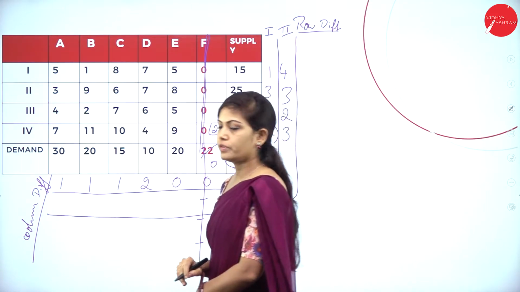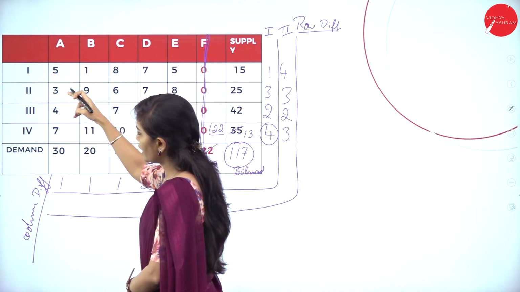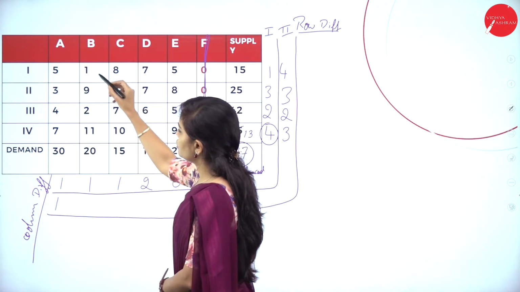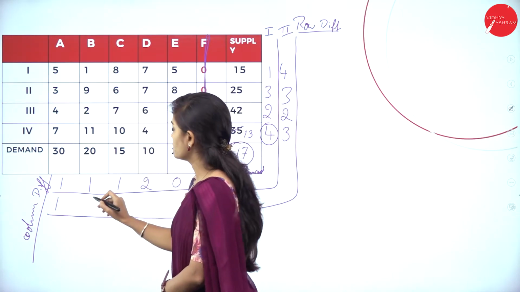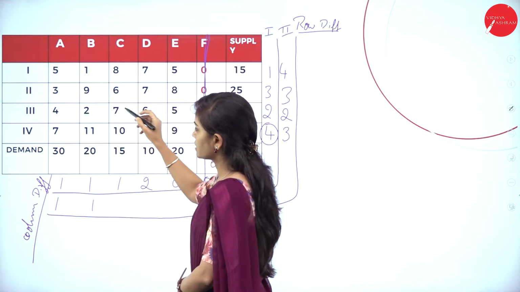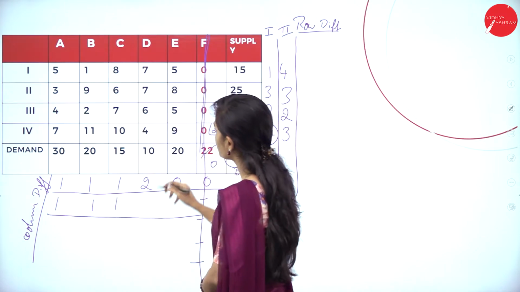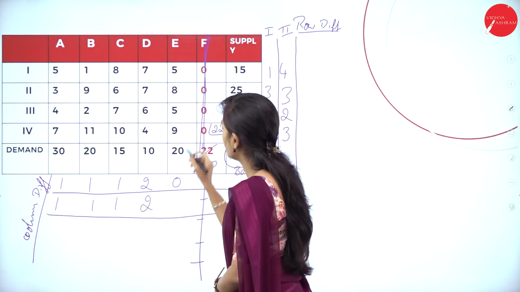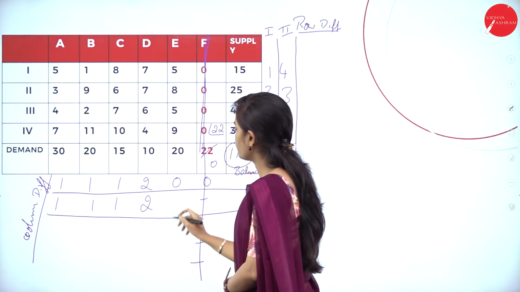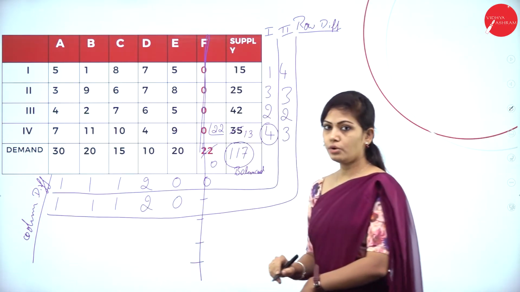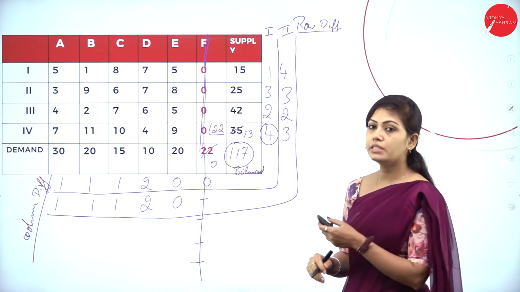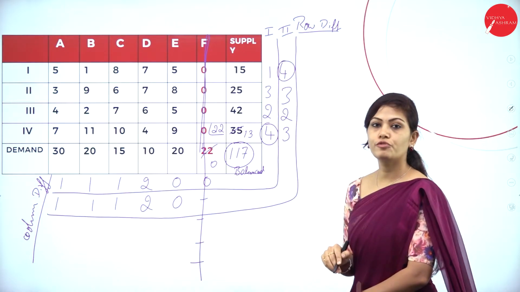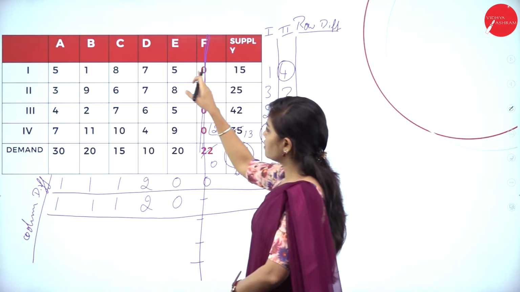And in the column difference, the least value is 3 and the next least value is 4, difference is 1. Least value 1, next least value 2, difference is 1. Least value 6, next least value 7, difference 1. And least value 4 and 6, difference is 2. And here again 5 minus 5 is 0. So now just consider the highest penalty cost again. The highest value is 4. It comes under the first row.